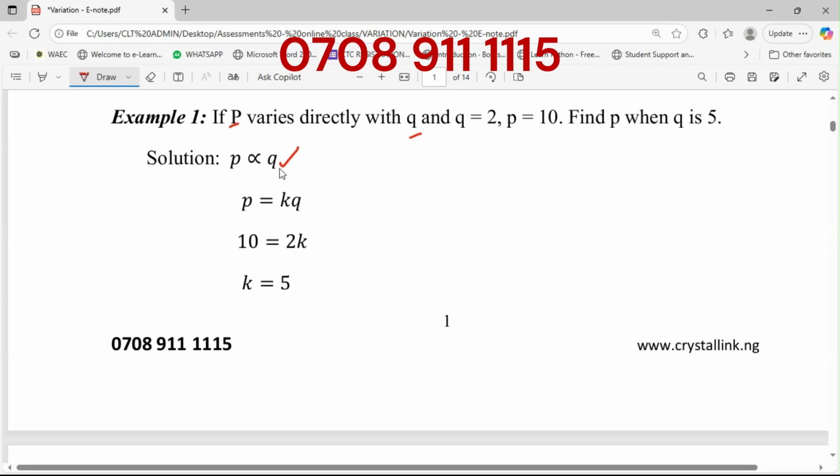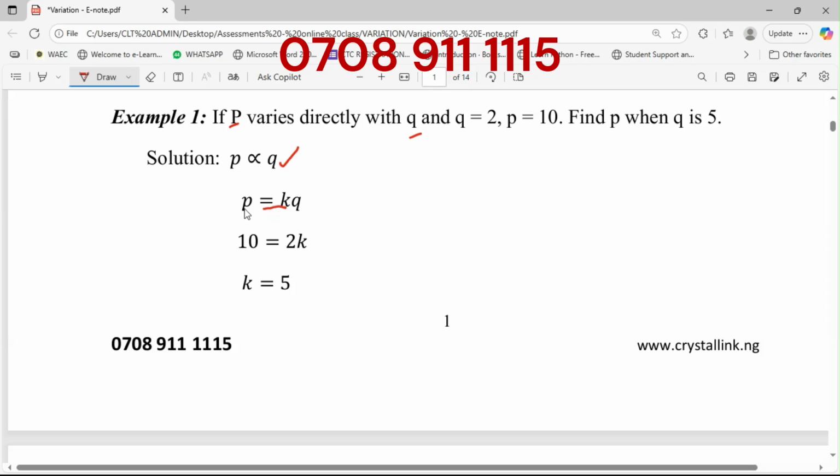And as we already learned, the next thing to do is what? Convert this mathematical statement to an equation. Whenever you do that, you must introduce a constant of proportionality. So this equals, and K replaces the what? The proportionality sign. Then the second part of the question will give you the initial values for P and Q, like saying, okay, when Q equals 2, P is equal to 10. So these initial values, you put into this equation.